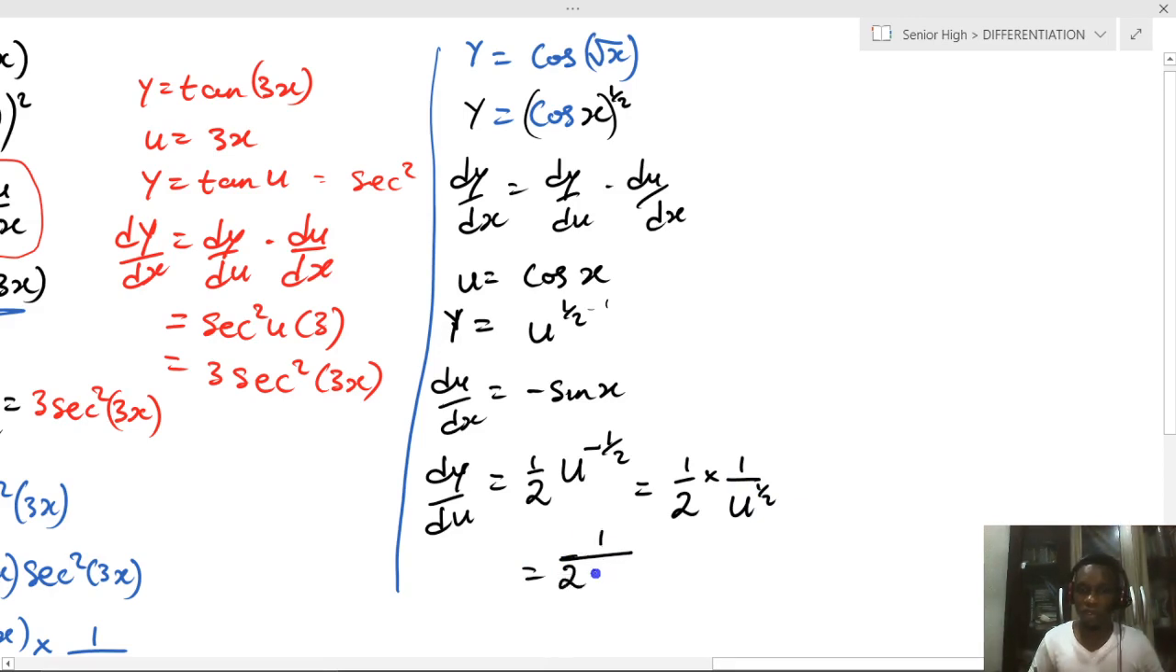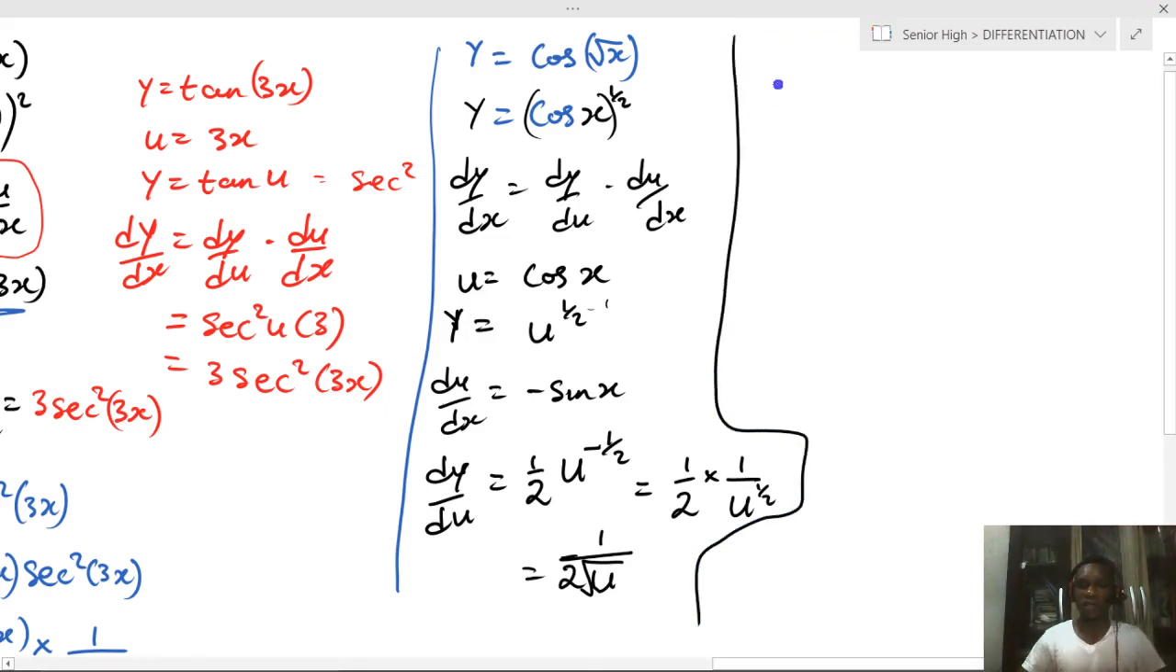1 over 2 u raised to the power of what? The square root of u, because 1 over a half is square root of u, right? So let's now bring this into the solving. Remember this is our formula we're using: dy/dx is equal to dy/du multiplying du/dx.